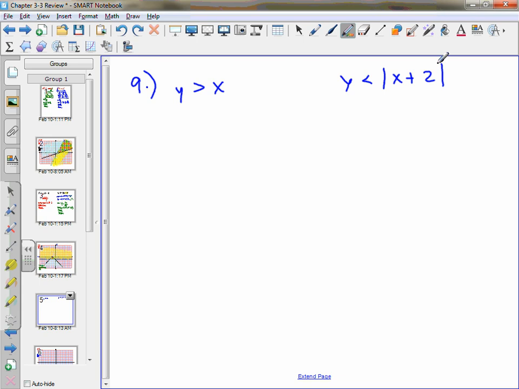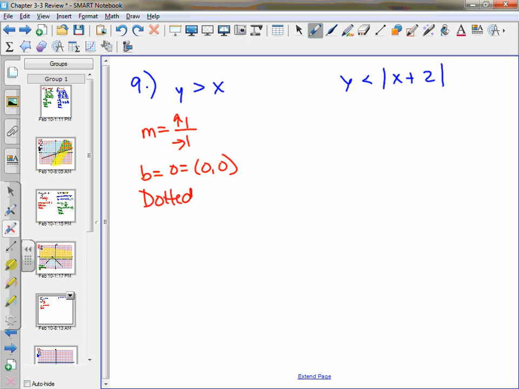Okay, step 1, what do I have to do? I need to solve each one of them for y. Is the first one solved for y? Yes, so what falls out of that? y equals mx plus b, which is your slope. And what is my slope? 1 over 1, up 1 to the right 1. And what is my b? To give me the point 0, 0. Solid or dotted? Dotted because it's strictly greater than. And above or below? Above. Do I have all the information I need on that one?